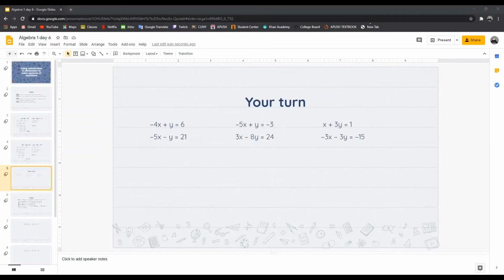Are there 6 equations or like 3? 3. Oh, okay, I thought it's 6.